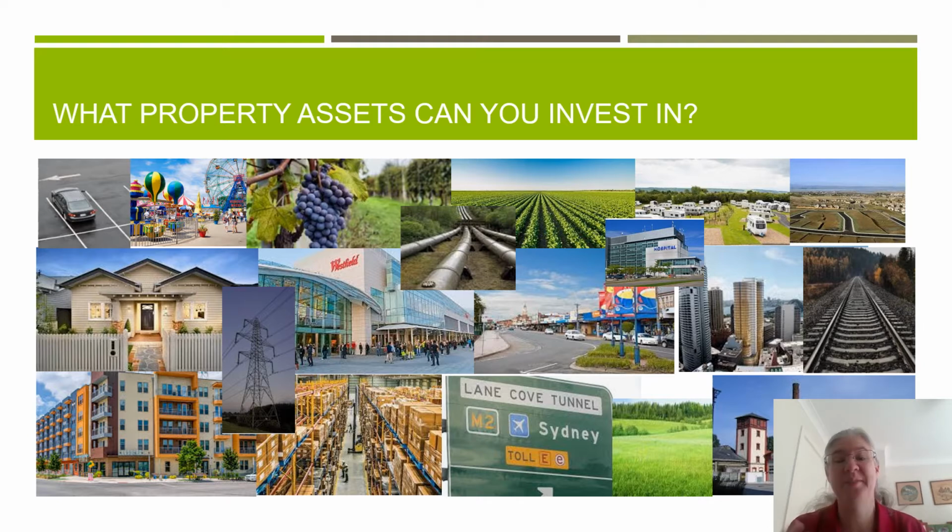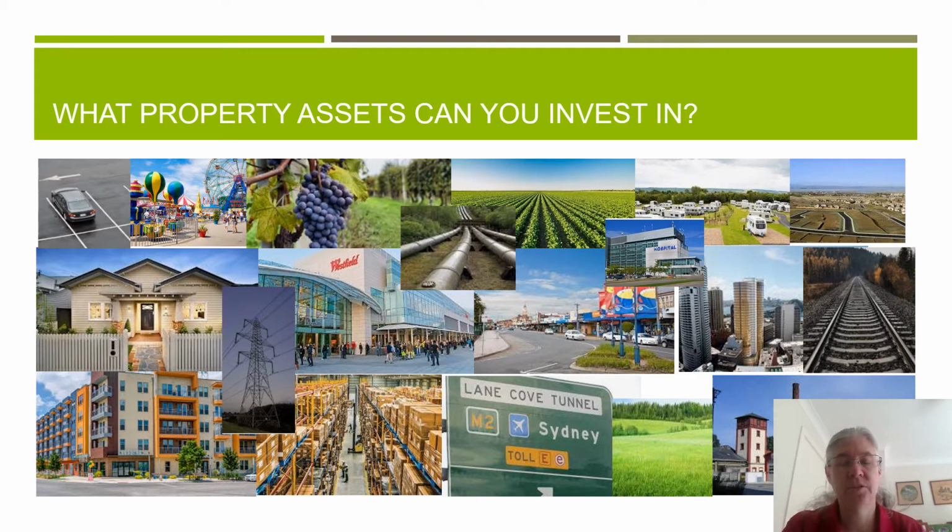So we've got a lot of different types of property, and some of these may not spring to mind straight away. For example, you could invest in agriculture. So we've got grapes here, a vineyard, something more unusual, perhaps an amusement park, or even a car park. That's something you probably wouldn't think of. We would normally be thinking first up of a home or a flat.